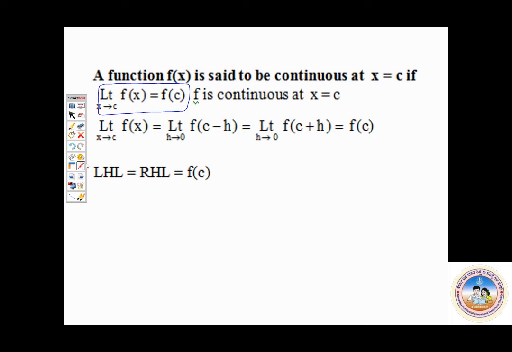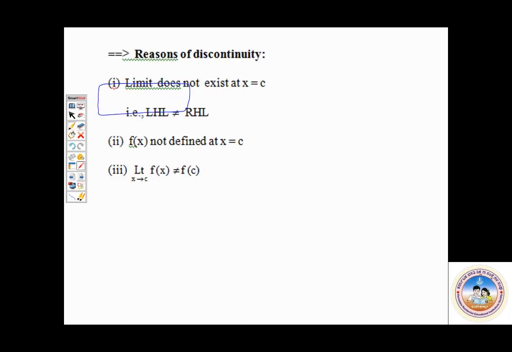The reasons for discontinuity of a function are that the limit does not exist at x equals c, that is LHL not equal to RHL, or f of x is not defined at x equals c. When f of x is not defined, go to the function chapter. This chapter is completely based on both the limits and function chapters. f of x is not defined when the denominator is 0.